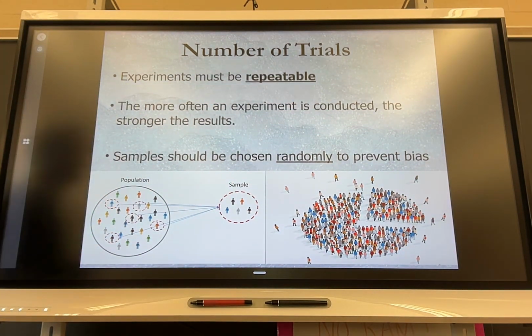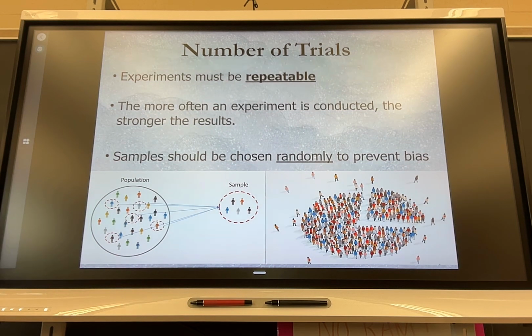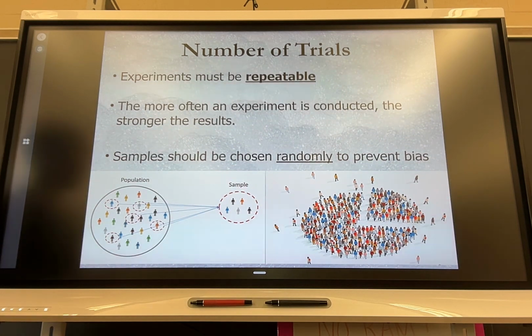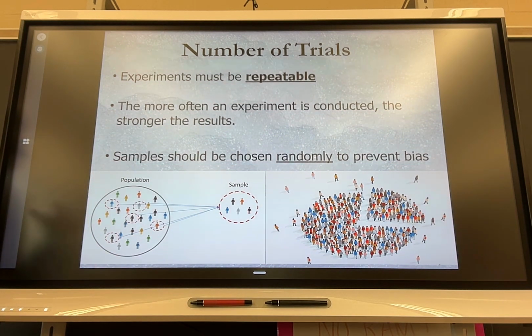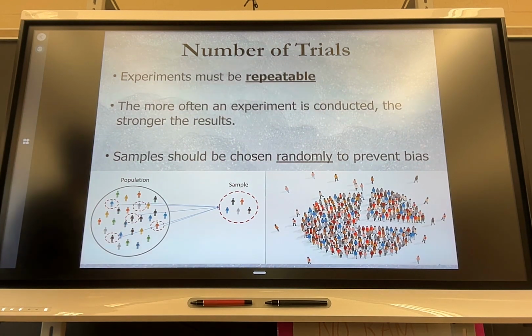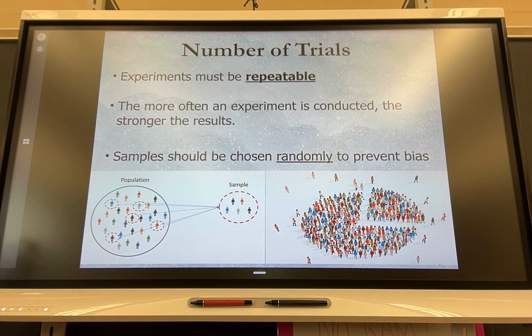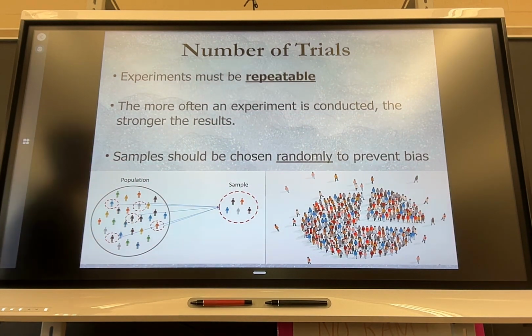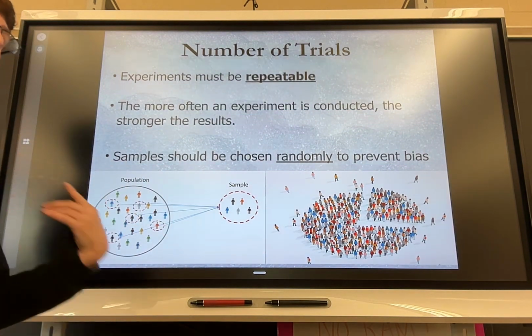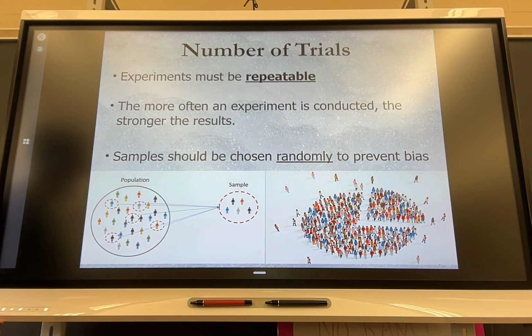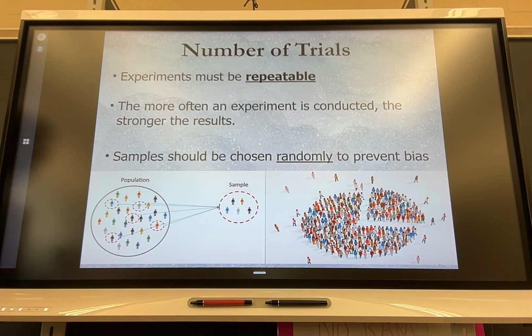So the more often an experiment is conducted, the stronger the results we are going to get. The more data you have from your experiment, the better your results and the better your conclusions can be. And of course, samples have to be chosen randomly, just so we don't get any bias in there, any influence on our results that could shift the outcome of that experiment.